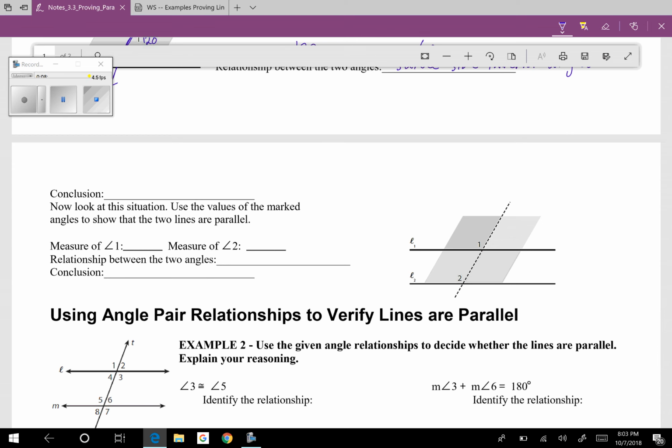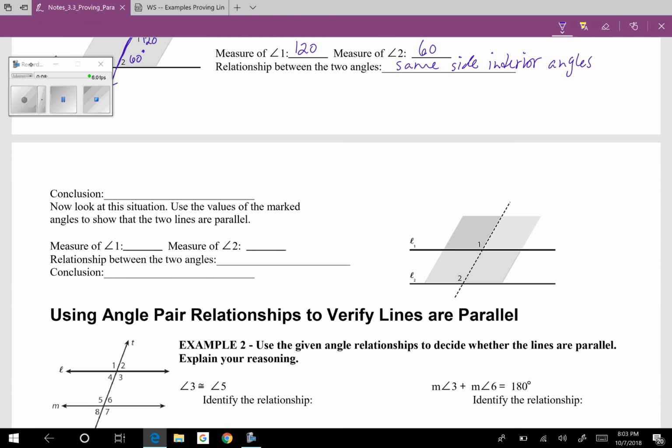So conclusion. L1 and L2 are parallel. Okay, so now look at this situation. Use the values of the marked angles to show that the two lines are parallel. So let's go on ahead and let's label.